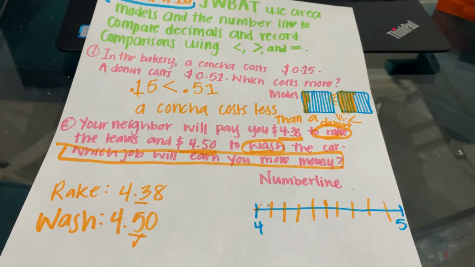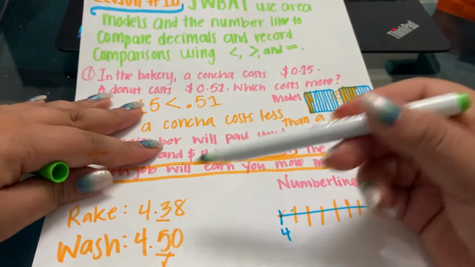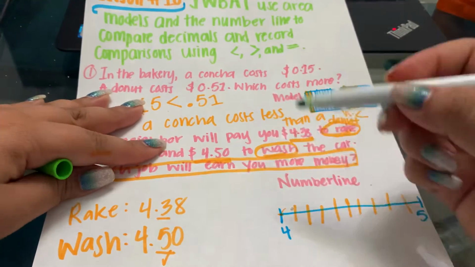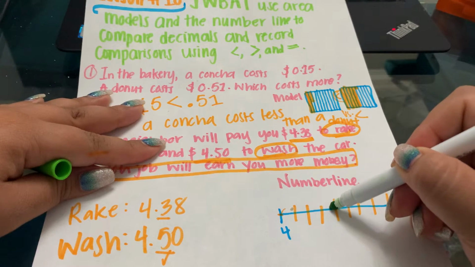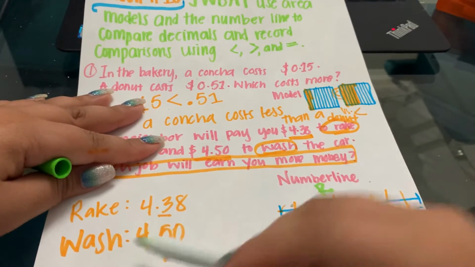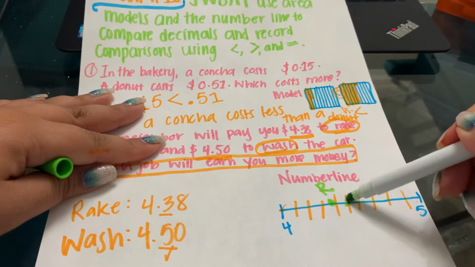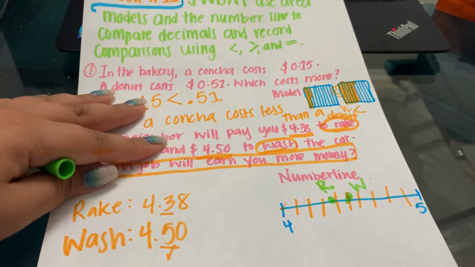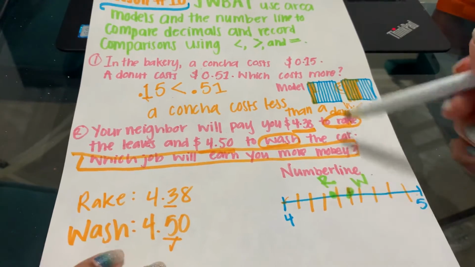Let me grab a different marker so that we can see where we are. So 4.38 raking, and I'm going to label that as an R, is going to be 4.1, 2, 3. 4.38 would be around here. I'm going to label it with a big R, raking. And then there's 4.5. 4.1, 2, 3, 4, and 5. This would be washing the car. So that is how you will use your number line. There's only a couple, I believe it might be 4 in the problem set for today. So this is how I want you to do it and show your work.